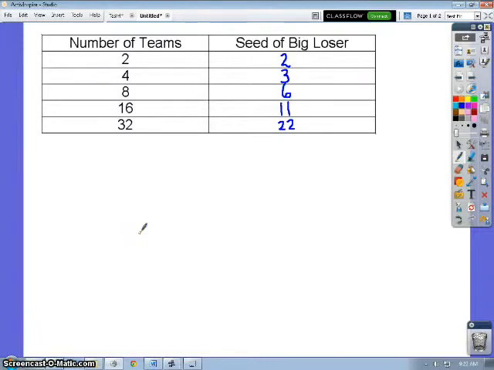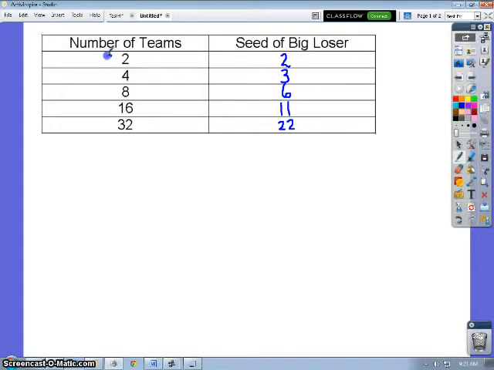The next step in developing our formula is going to be to recognize that to get the seed of the big loser, we need to take a certain fraction of the total number of teams that we have. So the seed of the big loser will be a certain fraction of the way down the list.